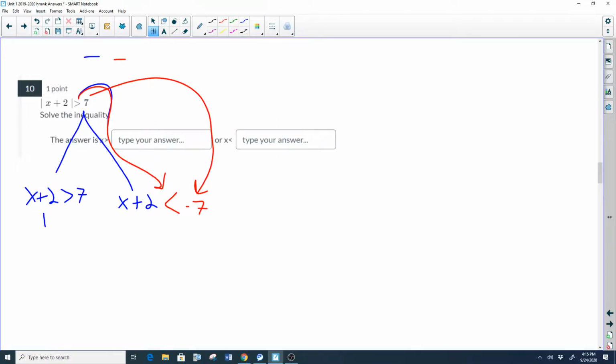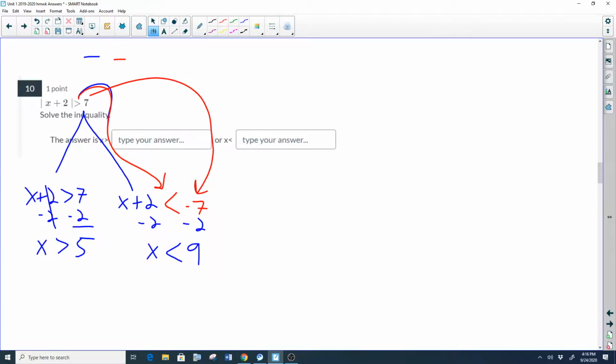So now that's going to be our new problem that we're working with. We're going to minus 2 to both sides. So we get x is greater than 7 minus 2, which is 5. That's one of our solutions. So x is greater than 5. And then minus 2, we get x is less than 9. So that gives us our two solutions. You have to change the sign and the number to get all the solutions for this inequality to work properly.